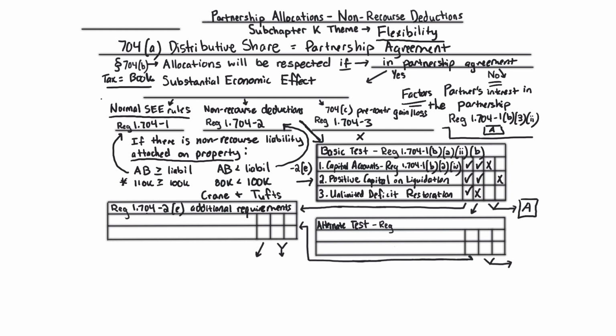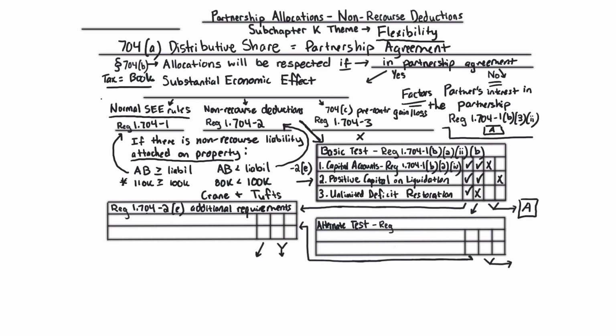You want to avoid partners' interest in the partnership at all costs with respect to non-recourse deduction allocations. All right. So let's just continue down and say we met the first 2 requirements, but we fail the third. So let's say you're a limited partnership. You meet the first 2, but you fail the third.